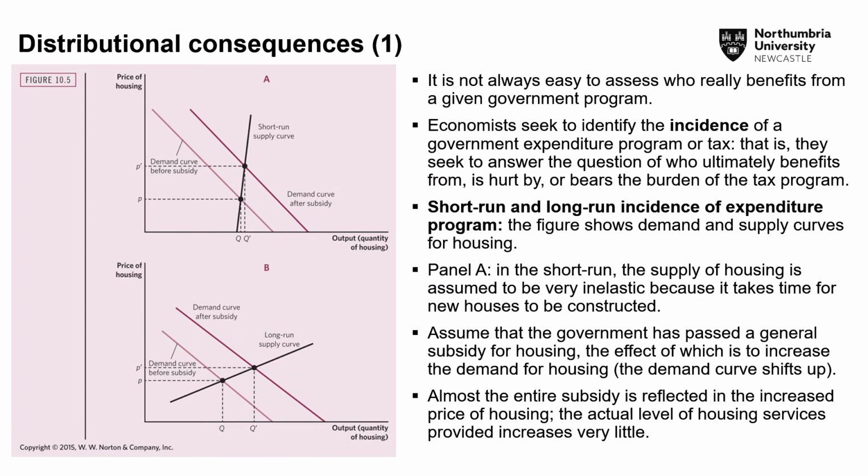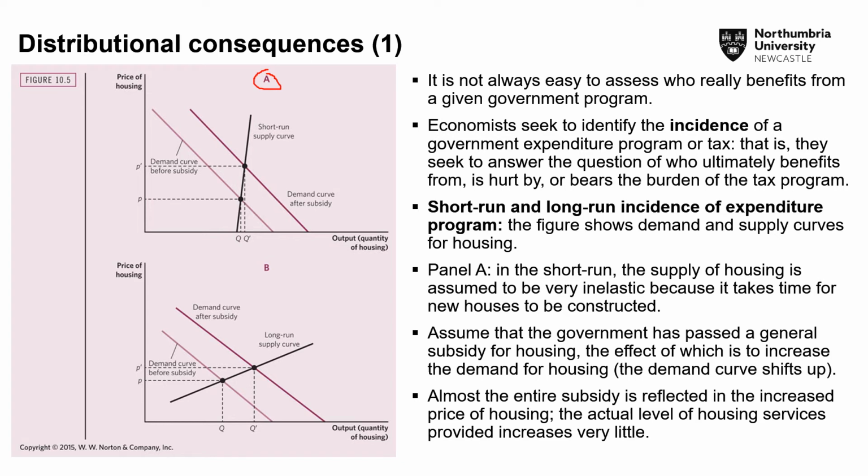What about the distributional consequences? In other words, the question is, who benefits from the implementation of government programs? That's what we need to consider here. And it is not always easy to assess who in fact is benefiting from a given government program. So let's look at a housing market, and we are looking at panel A, and assume that the short-run supply curve represents a very inelastic supply.